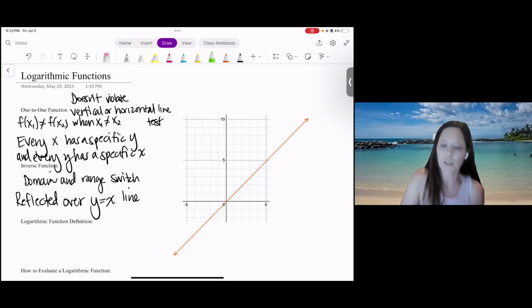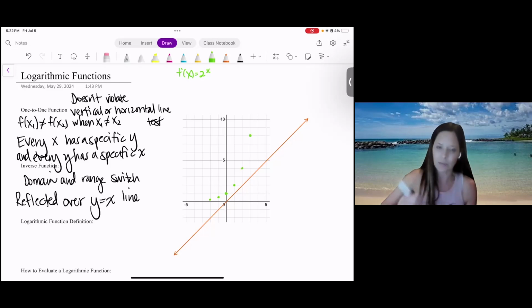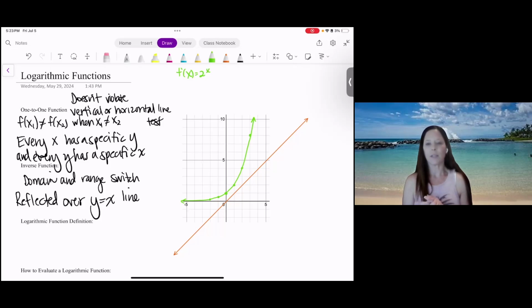Recall that we did the function f of x equals 2 to the x in the exponential function video. That went through the points (0, 1), (-1, 1/2), (-2, 1/4), (1, 2), (2, 4), and also (3, 8). Let's graph that. Using the idea that the exponential and logarithmic functions are inverse functions of each other, and the fact that inverse functions have the domain and range switch, I'm going to swap the x's and y's for this exponential function.